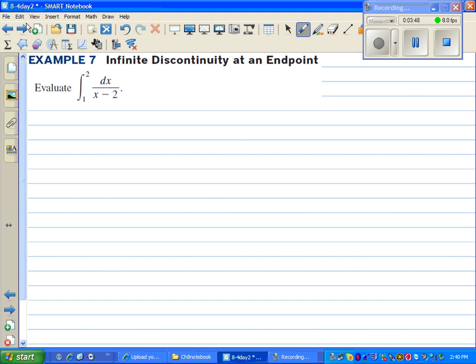In example 7, we have an infinite discontinuity at an endpoint. It's 2 that is the problem here. So we have the limit as c approaches 2, and we're going from 1 to 2. So c will be approaching 2 from the left of the integral from 1 to c of dx over (x minus 2). Well, that's equal to the limit as c approaches 2 from the left of the natural log of the absolute value of (x minus 2). And we're evaluating that from 1 to c.